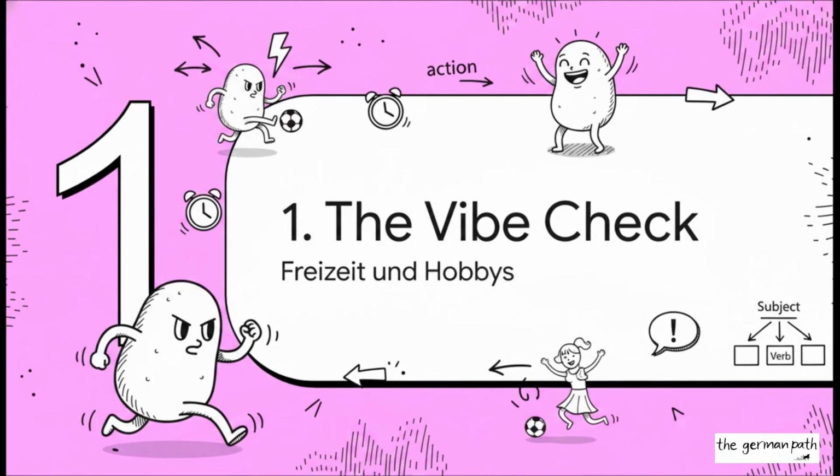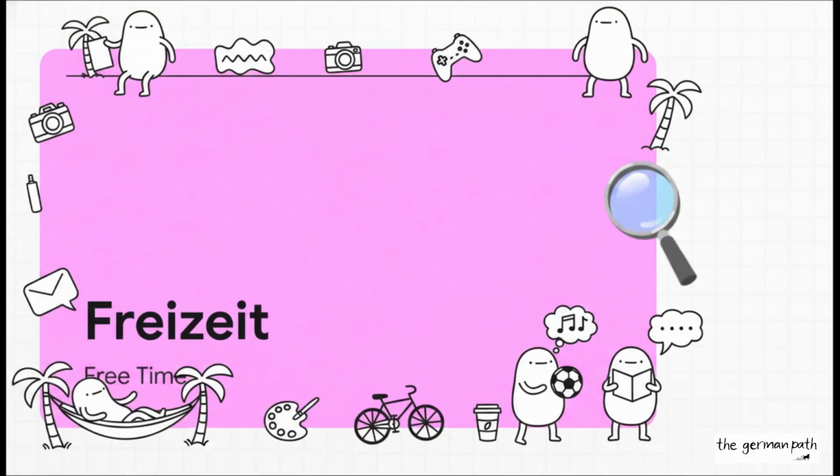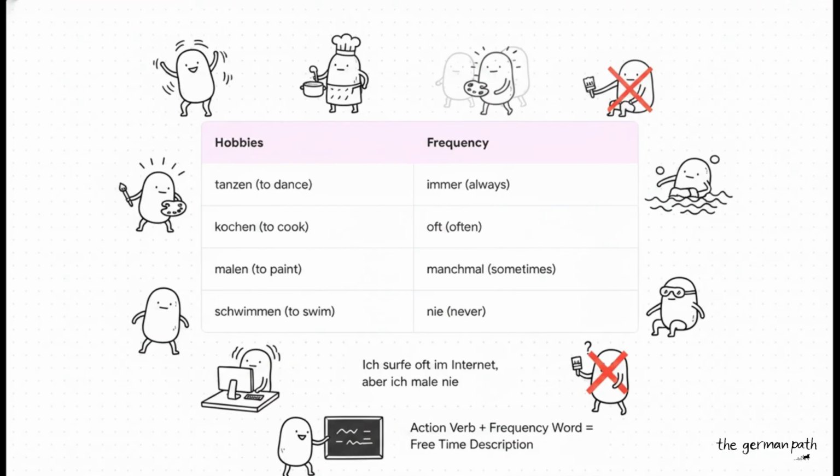Okay, section 1, the vibe check. To pass this level, you and I are going to need some action verbs. Let's kick off this minute with our first word of the minute, Freizeit. Free time. You know, when you're making small talk, people are absolutely gonna ask what you do with it. So, to talk about your hobbies, you need action verbs. Words like tanzen, to dance, kochen, to cook, malen, to paint, and schwimmen, to swim.